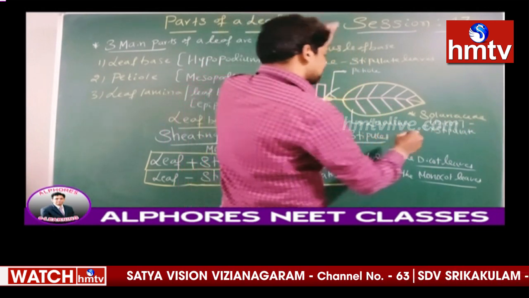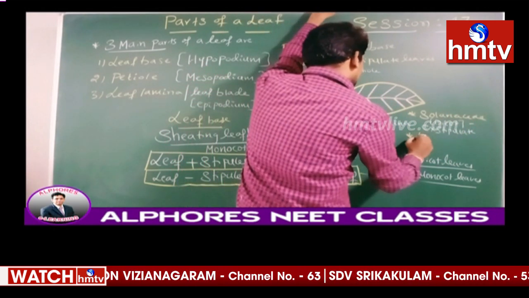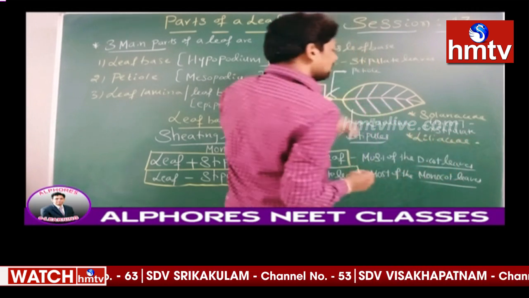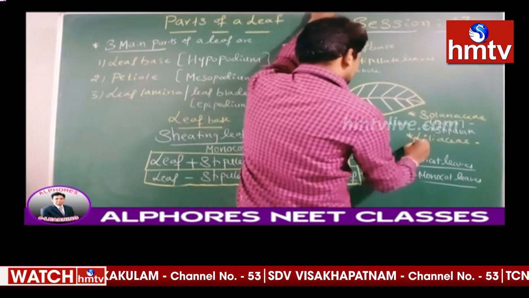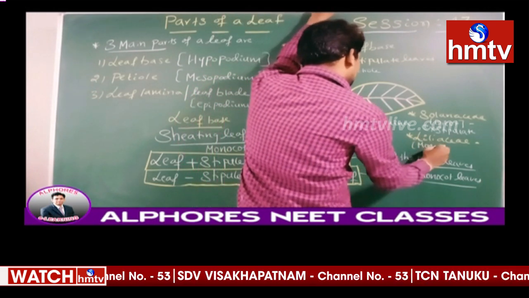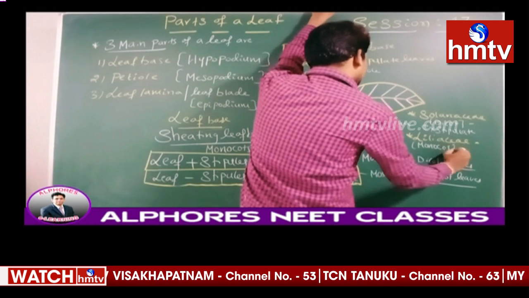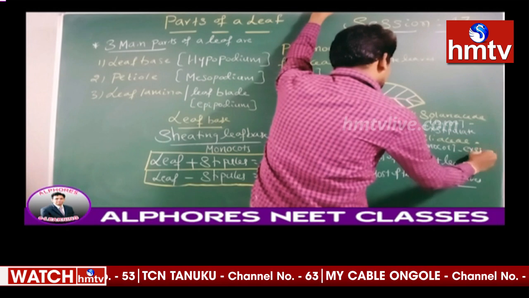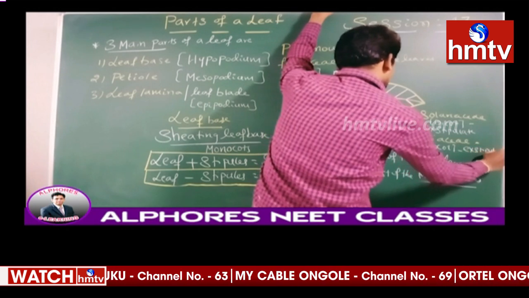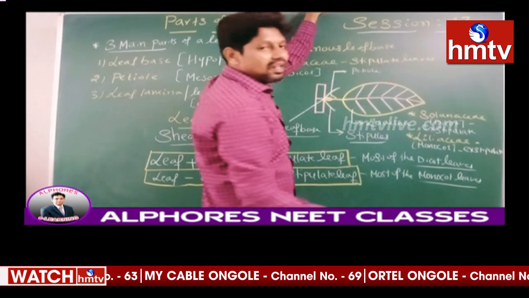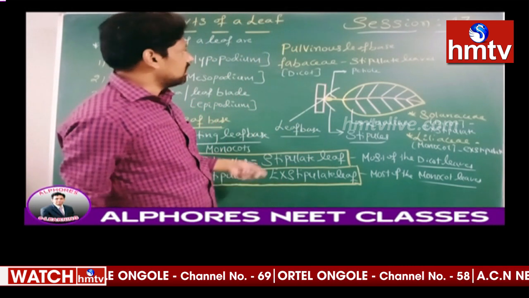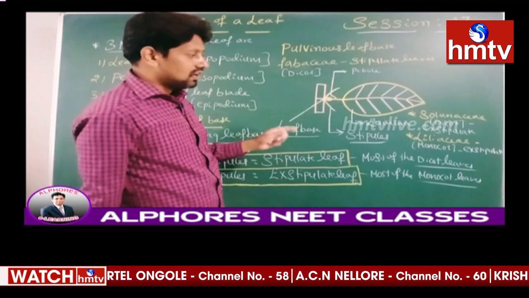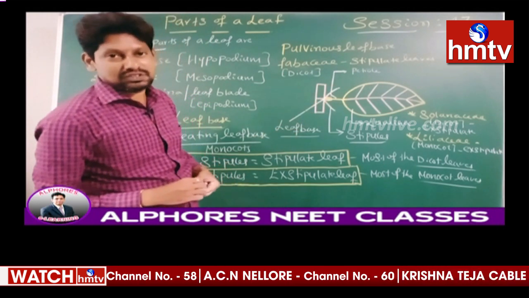Now you take the third family. What is it? Liliaceae family. Liliaceae is a monocot family. In the Liliaceae family, the exstipulate condition is present. So Fabaceae has stipulate leaves, Solanaceae has exstipulate leaves, and Liliaceae has exstipulate leaves. Okay.